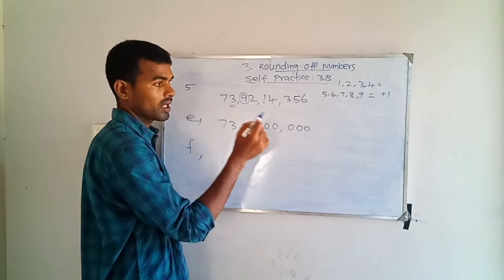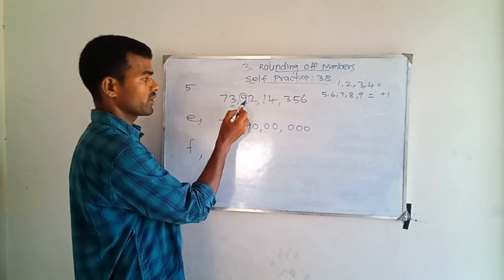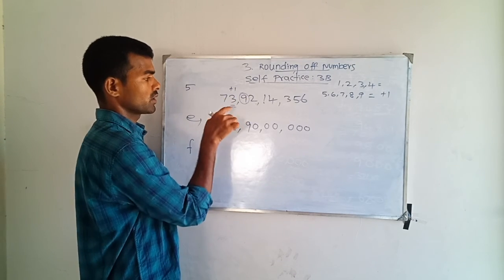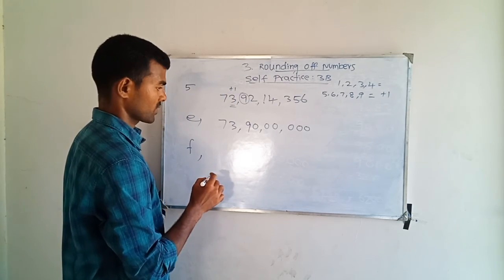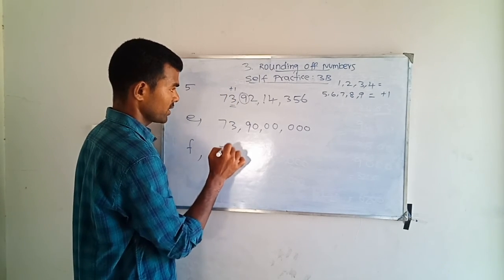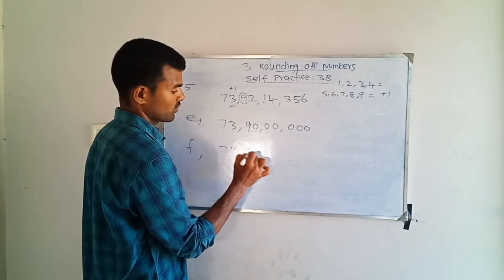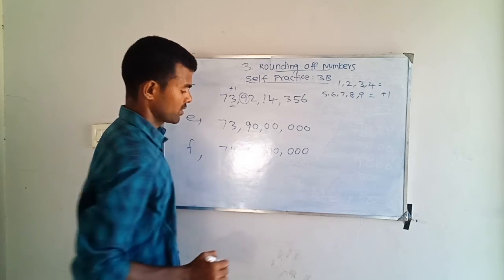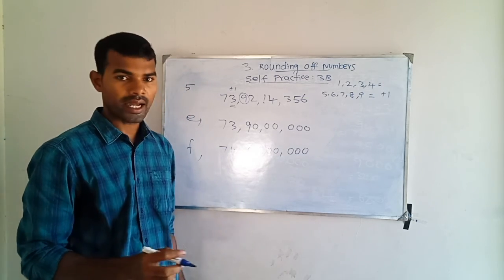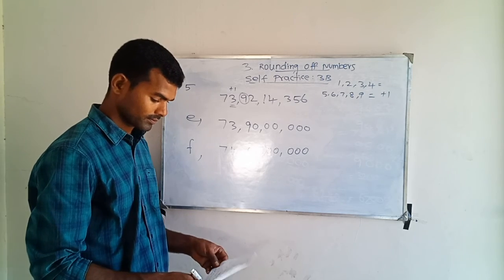9 is above 5. Above 5 means what will we do? We will add 1 to the crores place. So 3 plus 1 is 4, making it 74. Then all the digits are 0, 1's place and so on. This is the answer, 74 crore.